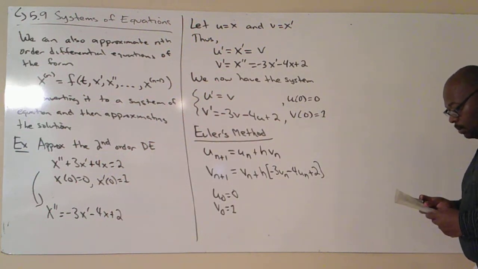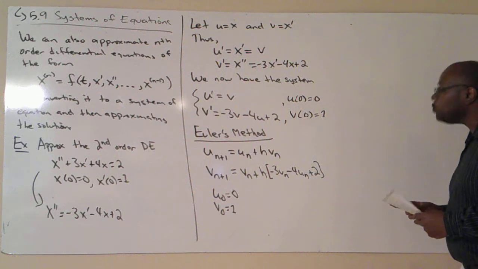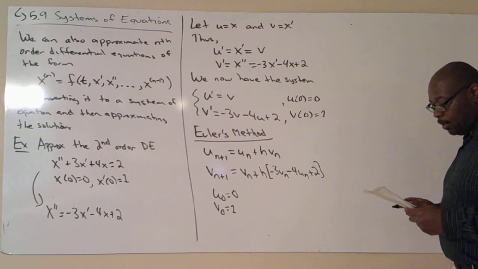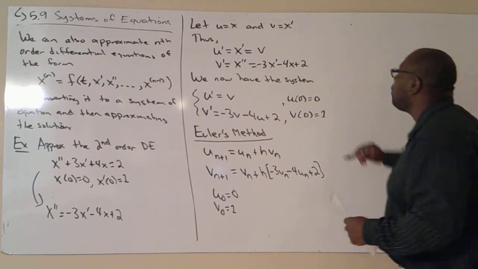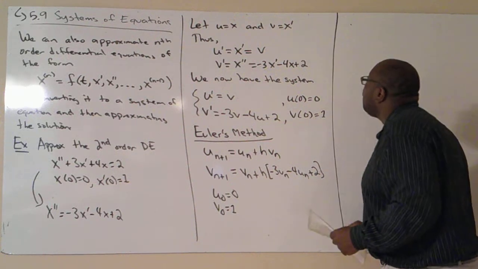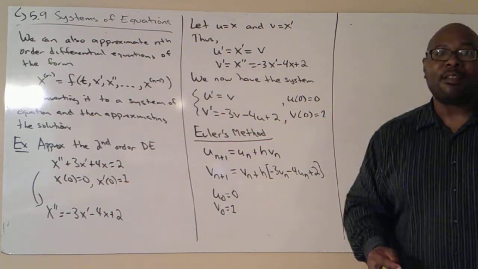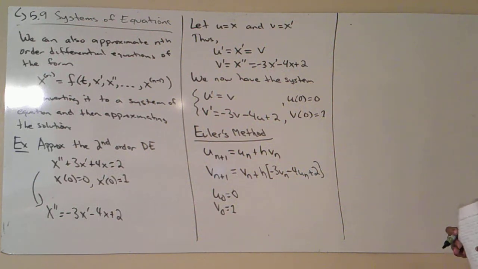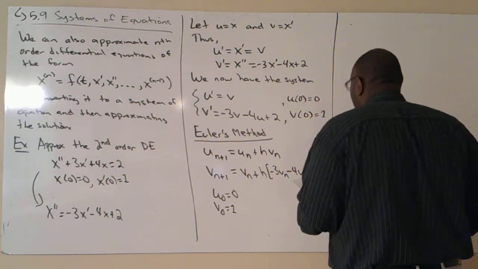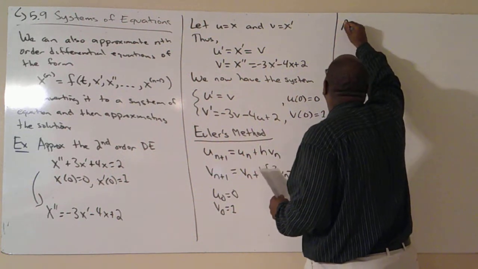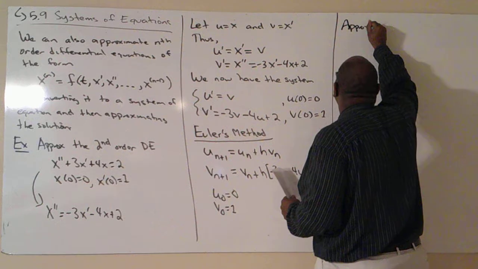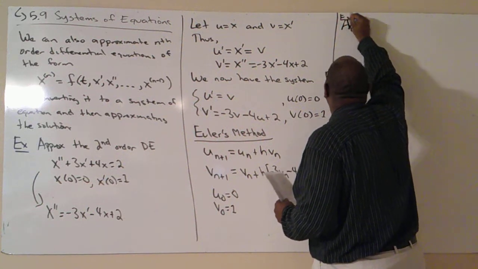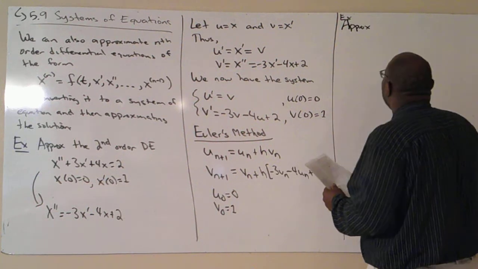Let's look at one more. Let's approximate a third order differential equation, and we use Euler's method as well. Notice that I don't want to deal with Taylor's method just because it gets big. We've already seen that it can get huge. So, example: approximate the third order differential equation.